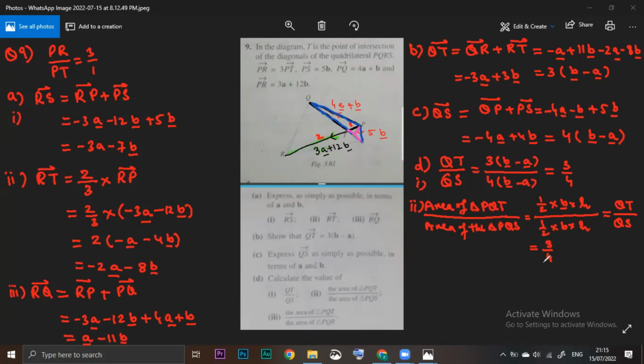If the triangles are similar, then the question is very easy, that is L1 over L2 whole square. Now we will attempt part 3.